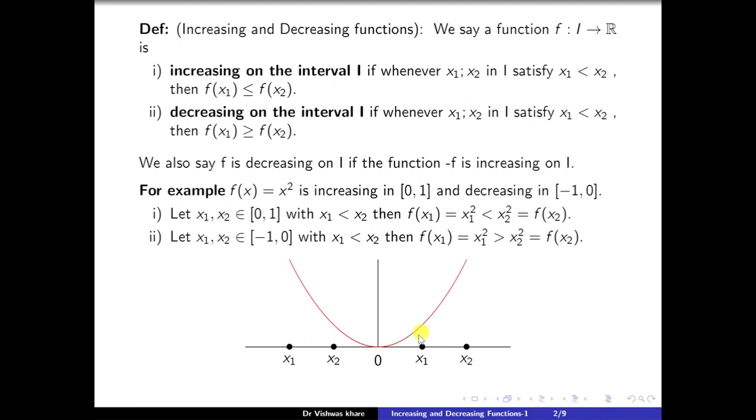From the graph, it is clear. You can see this is the graph here. From -1 to 0, it is decreasing, and from 0 to 1, it is increasing.